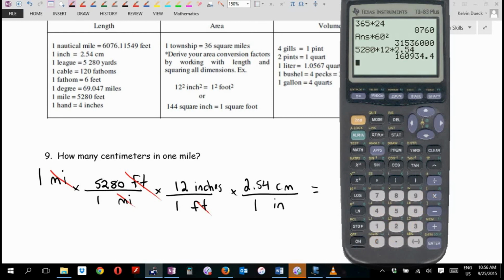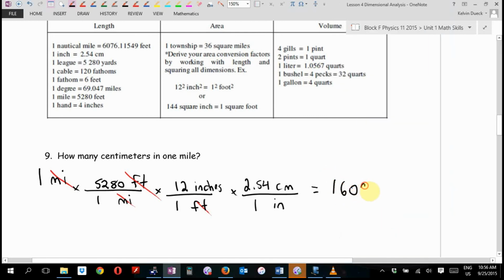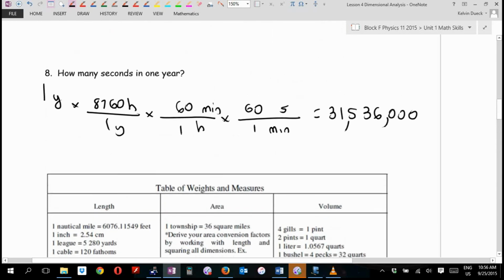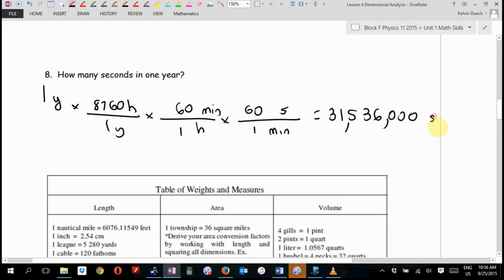You get 160,934.4. I'm not going to worry about sig figs or anything here. I'll just write the whole thing. 160,934.4 units, centimeters. Did I put units on the last one? Mr. Dueck, you forgot to see how my subconscious was bothering me the whole time? I'd forgotten to put a seconds there. Jeez.